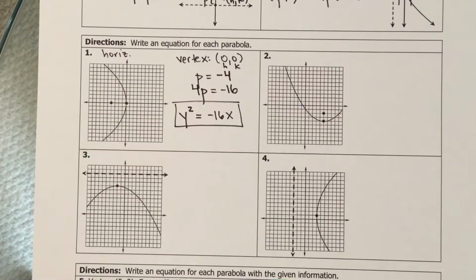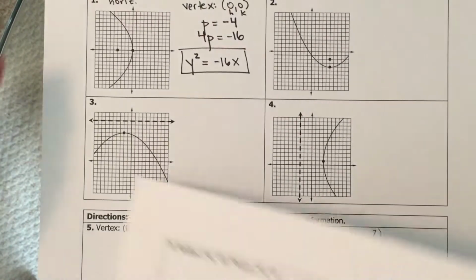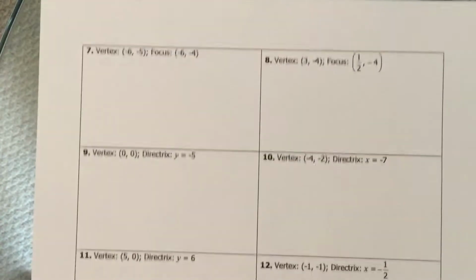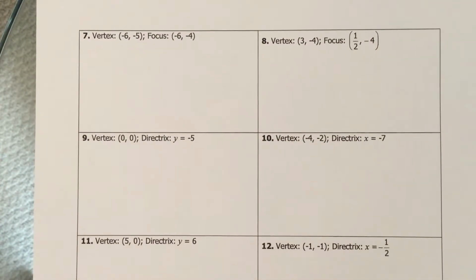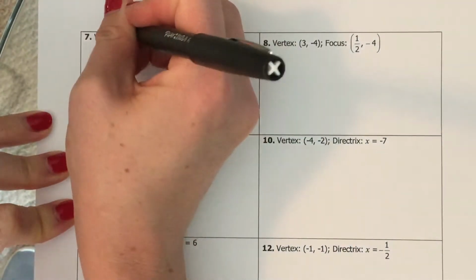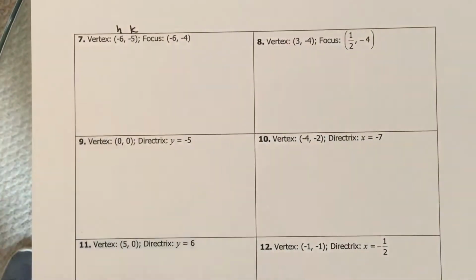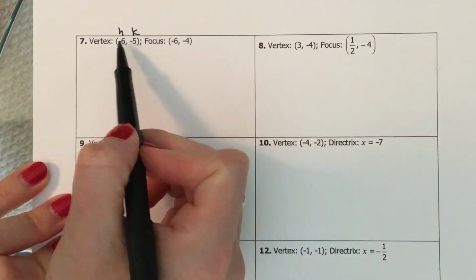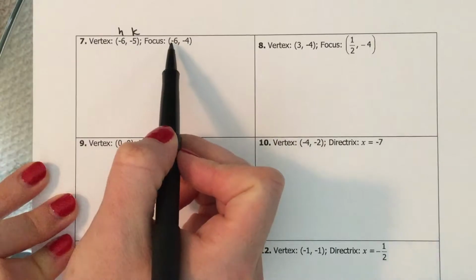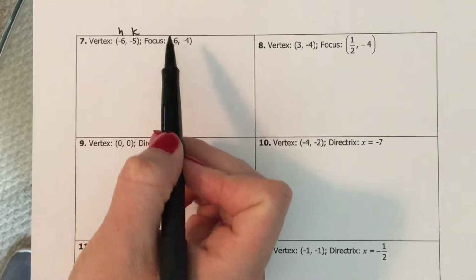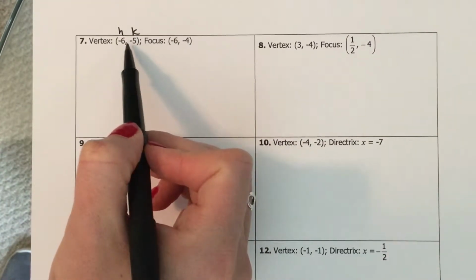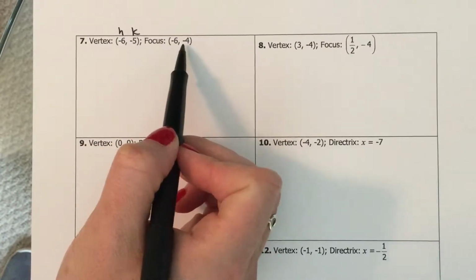All right, so let's look at the next page. I want to do one that doesn't just have (0, 0), so I'm going to skip over 5 and 6. Let's go on to the next page and look at number 7. So we've got our vertex, our focus. This is basically like looking at a graph, except the information is just given to you. So this is H, this is K. You'll notice here that the vertex and the focus have the same x coordinate. So what that means is that from this vertex, your focus goes up 1 point.